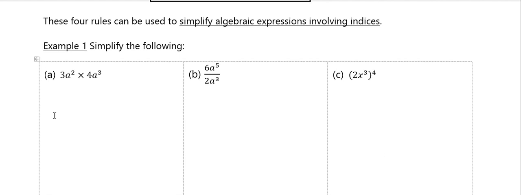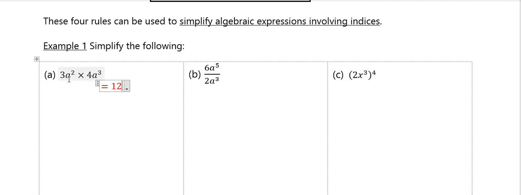For the first one, 3a squared times 4a cubed. When you see this, you have the multiplication sign in between, so you know that these two terms are going to be multiplied together. But you have to be careful because here you have numbers and variables mixed together. So be sure to start with 3 times 4 first. So the first number that you will get is 3 times 4, which is 12.